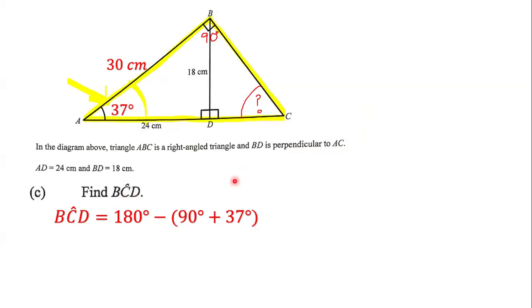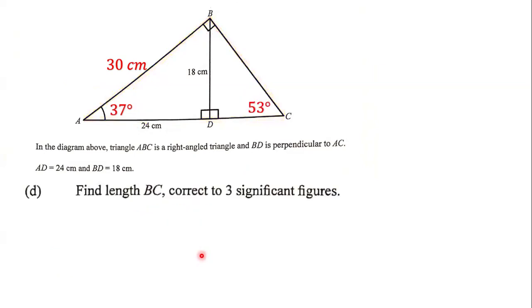And so let's do that. So we have 180 minus 90 plus 37, and that 90 plus 37 is 127. And so we have 180 minus 127, and that gives us 53 degrees. And so that means that angle BCD is equal to 53 degrees. Next, our goal is to find the length of BC correct to 3 significant figures. And so this is the length of BC. We already know that this is 18 centimeters.